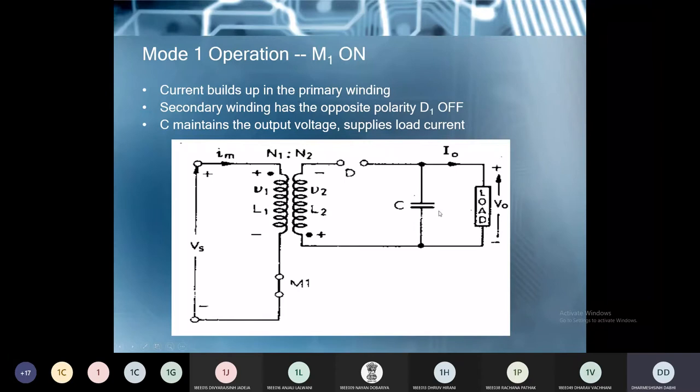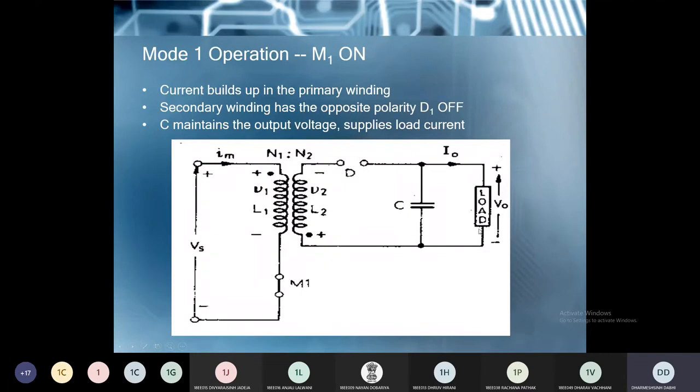But at this time, we assume that this capacitor is already charged with the same amount of voltage we require at the load. So when your switch is in the on condition, your secondary power is not transferred to the load, but at this time your capacitor is already charged to the same as the load voltage. So this capacitor provides the constant voltage to the load.